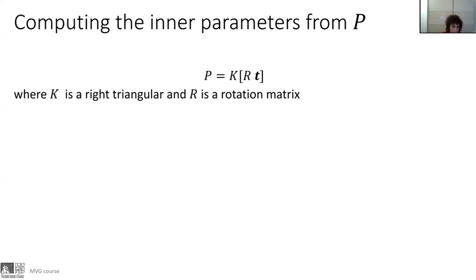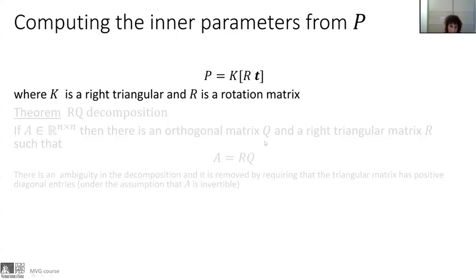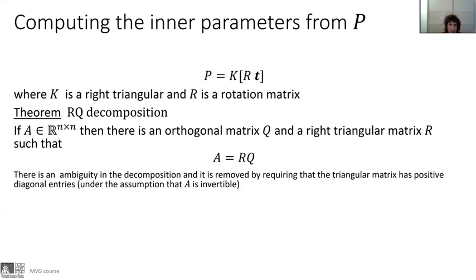I'm sure you're familiar with this kind of decomposition. Anybody heard about the QR decomposition? Yes. Okay, good. So, what is the RQ decomposition? You have a matrix, which is a square matrix, and you decompose it to an orthogonal matrix multiplied by a triangular matrix, like what's written here.